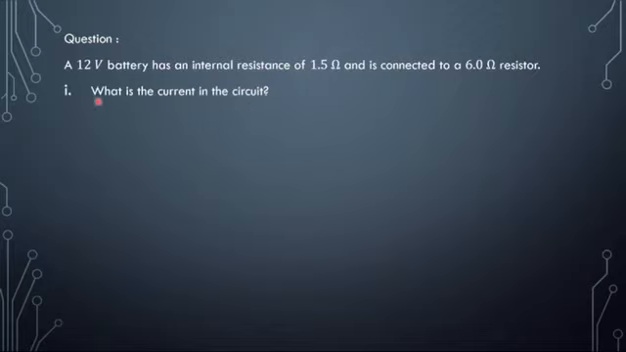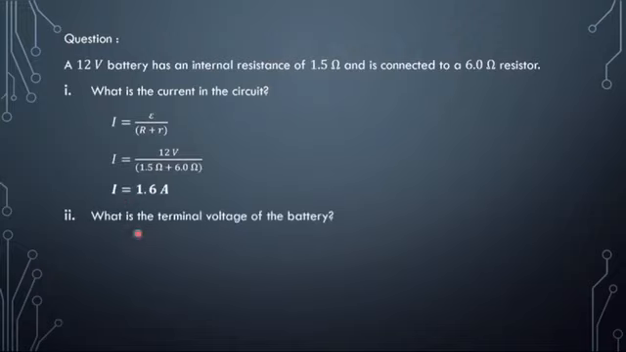How to calculate this is, I will use the equation I equals EMF over R plus small r. After that, we just substitute the values. Our EMF is 12 volt, our internal resistance is 1.5 ohm and our resistance is 6.0 ohm. After calculating, we will get our current equals 1.6 ampere.